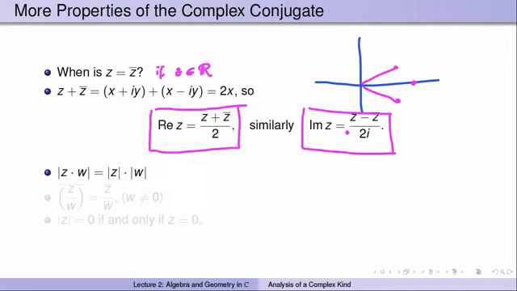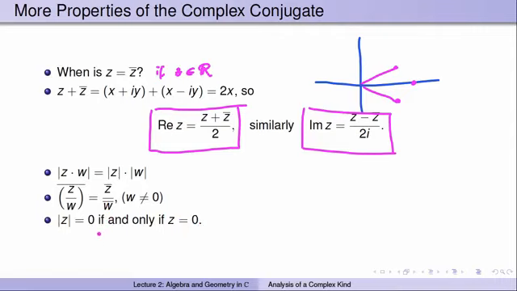Now you can verify that the length of z times w is the length of z times the length of w. So length and multiplication behave well with respect to each other. You can also verify that the conjugate of z over w is the conjugate of z over the conjugate of w. And finally, that the length of z is 0 if and only if z was 0.